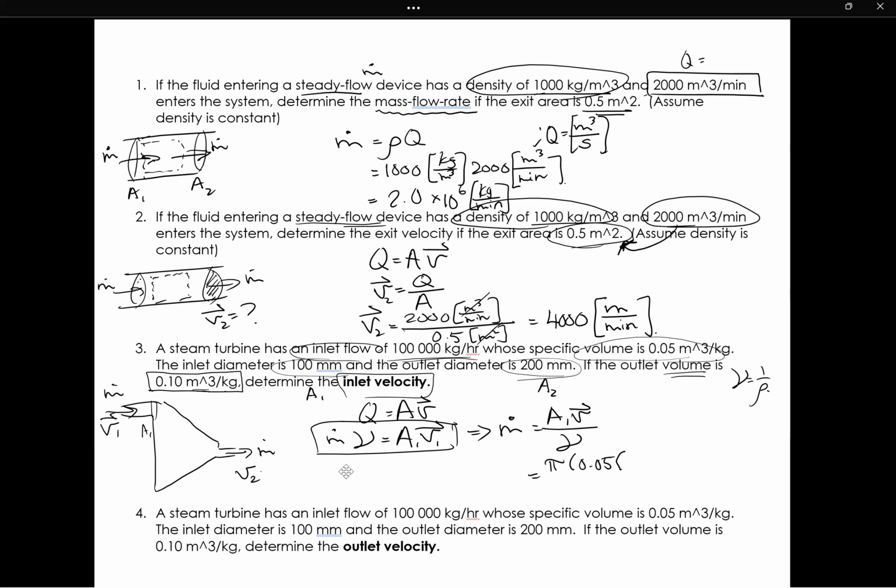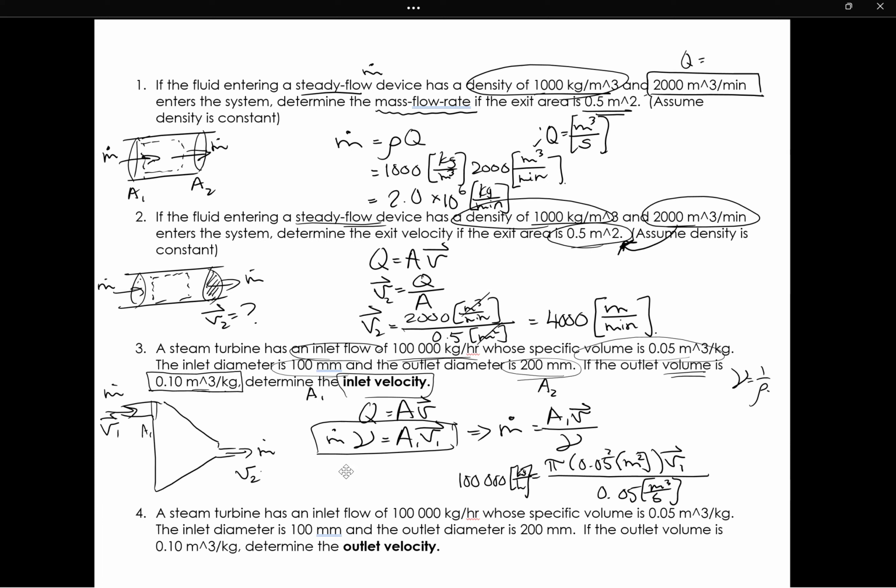0.05 meters squared. And the velocity is the velocity. Is that what we're solving for? Yes. Inlet velocity, we're solving for inlet velocity V1, and our mass flow rate is 100,000 kilograms per hour. And volumetric or specific volume is 0.05 meters cubed per second.